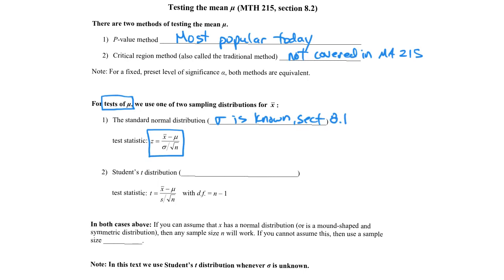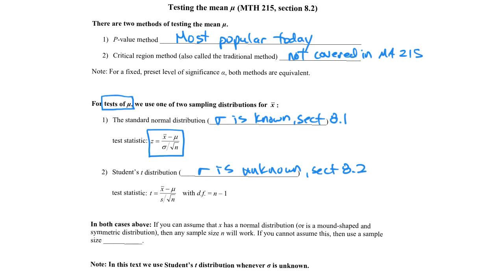Now sometimes sigma will be known, maybe from a previous study or something like that, but usually it's not known. So what we're going to move to now is the student's t-distribution, and this is what we use if sigma is unknown. So this will be in section 8.2. Now in 8.2, when you're working on this section's homework, occasionally they'll also give us one where sigma is known.